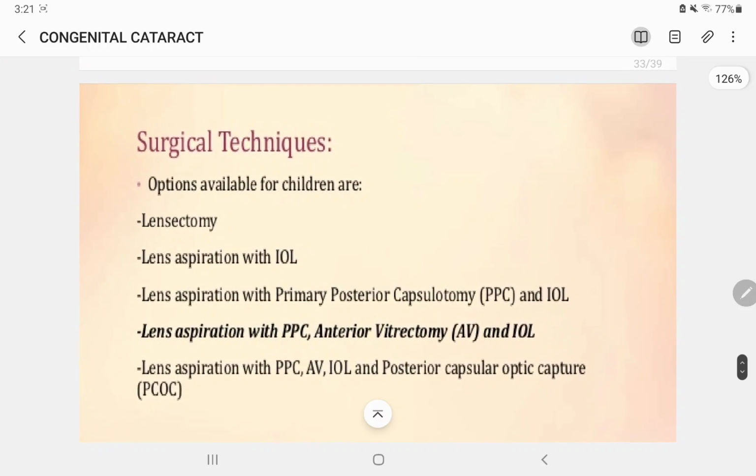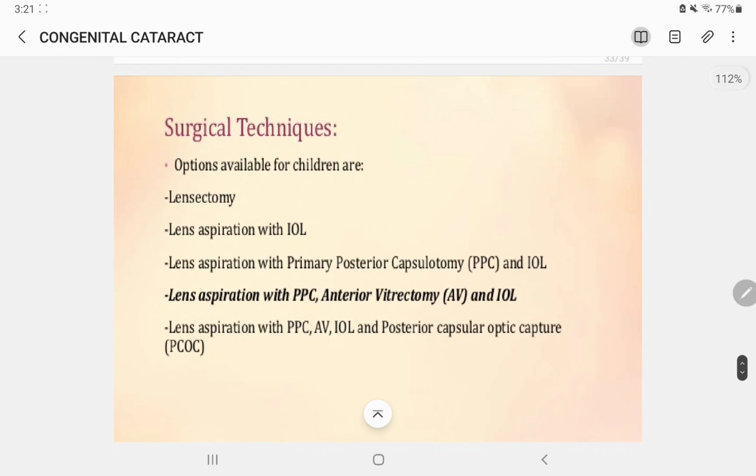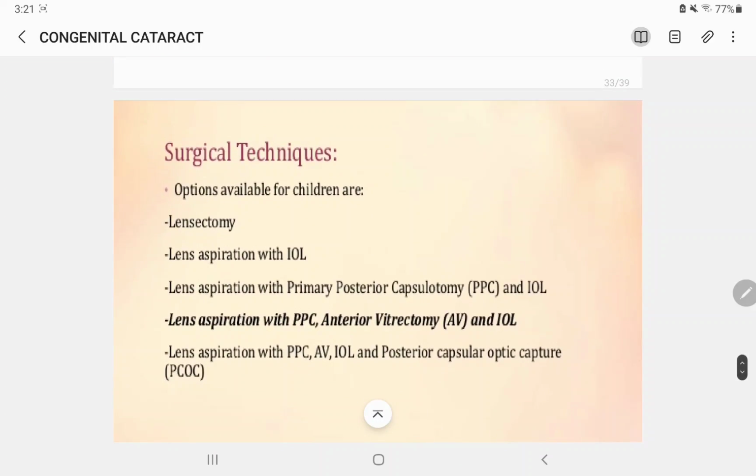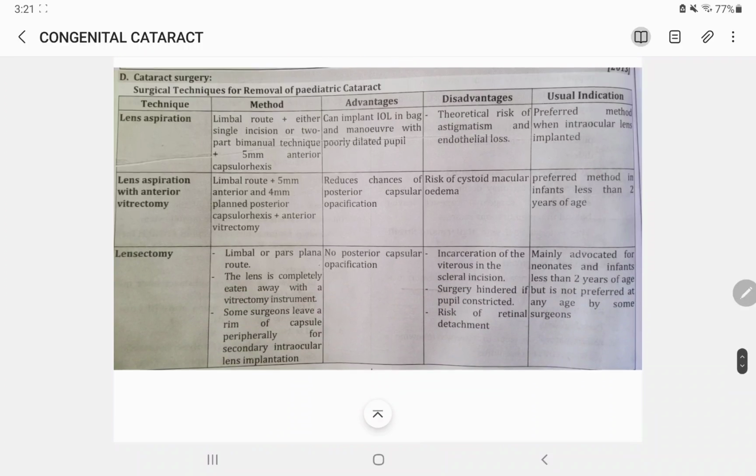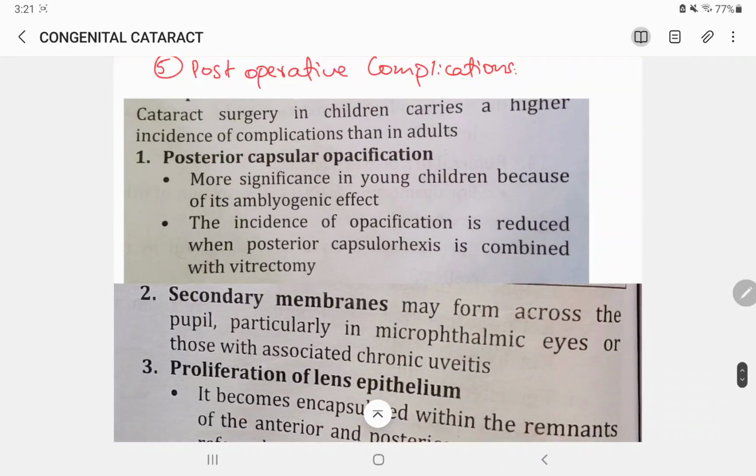So the surgical options available are: lensectomy, lens aspiration with intraocular lens, and lens aspiration with primary posterior capsulotomy and intraocular lens, and then anterior vitrectomy. And these are the fancy names. Also lens aspiration with primary posterior capsulotomy, anterior vitrectomy, intraocular lens implantation, and posterior capsular optic capture, PCOC. We also do that, PCOC. All right, so these are the surgical names. You don't have to know more about them, just know the names, and then the advantage and disadvantage, these three only. Read that one.